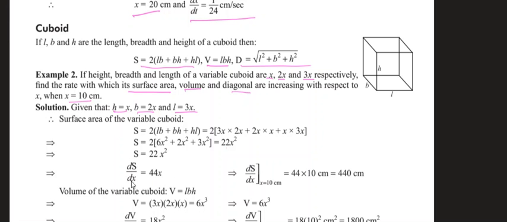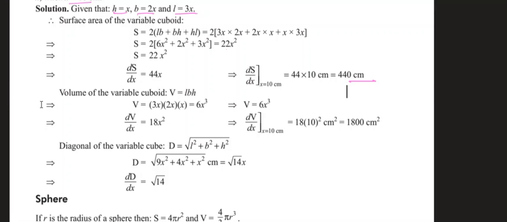Now this is the value, and what is asked here at x is equal to 10, what is the ds by dx? So you can put ds by dx at x is equal to 10 centimeters. So we have got 44x. So 44 into x means you can substitute this. So the value is 440 centimeter.